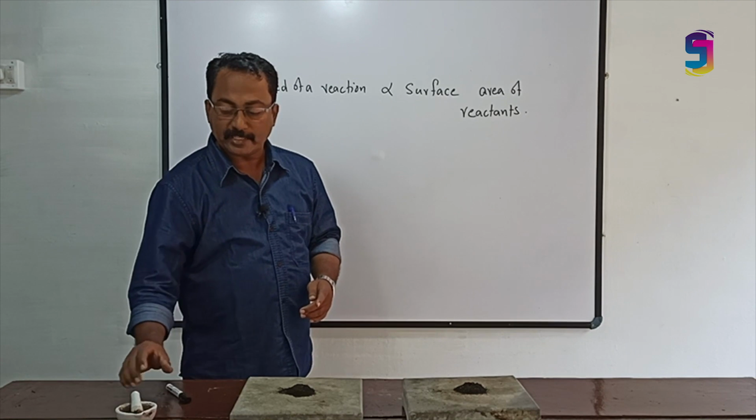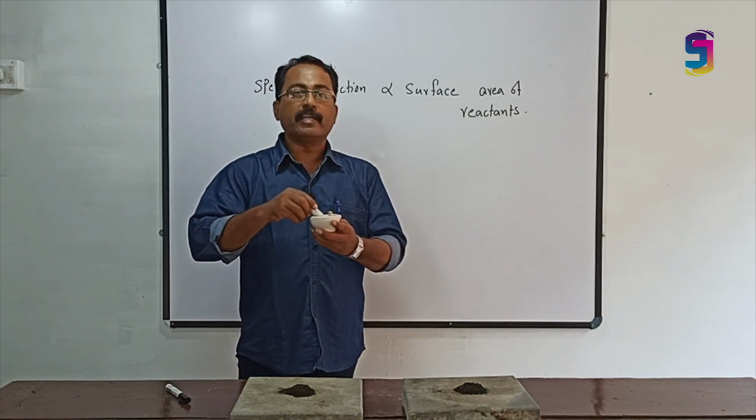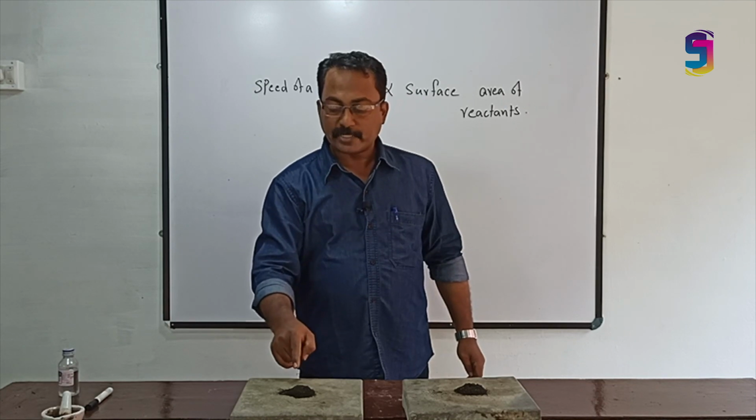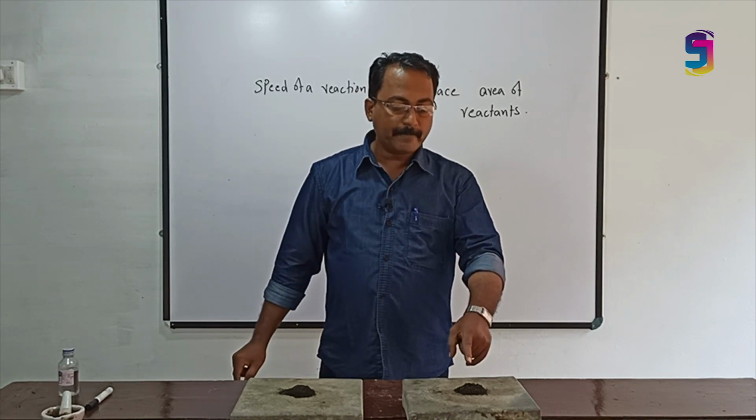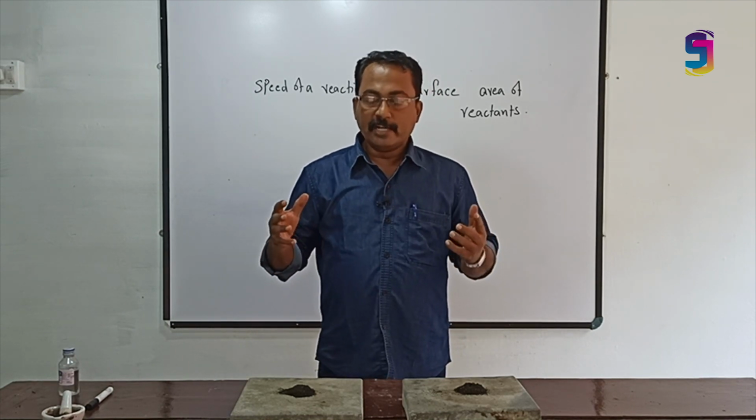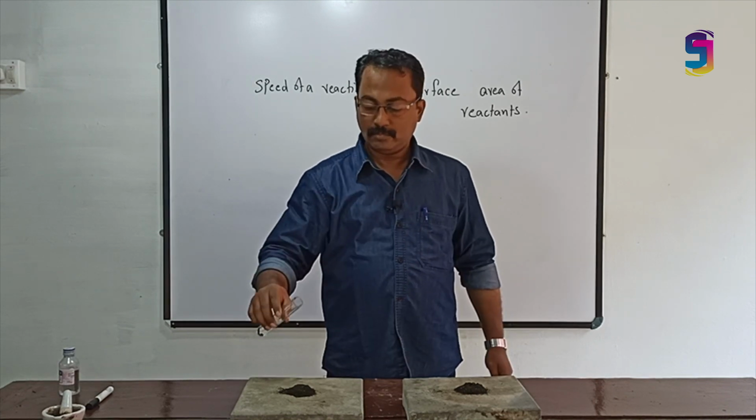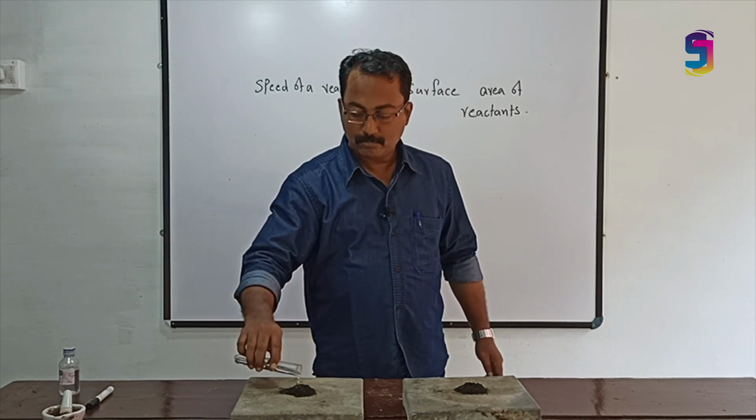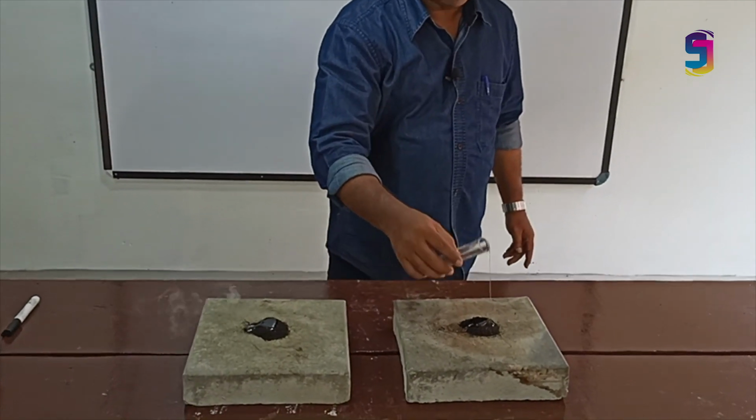So I am increasing the surface area of the potassium permanganate using a mortar and pestle. This is the potassium permanganate with increased area, and this is the potassium permanganate with the ordinary area. I am going to pour glycerin into two of these chemical reactants. Let us watch what will happen.